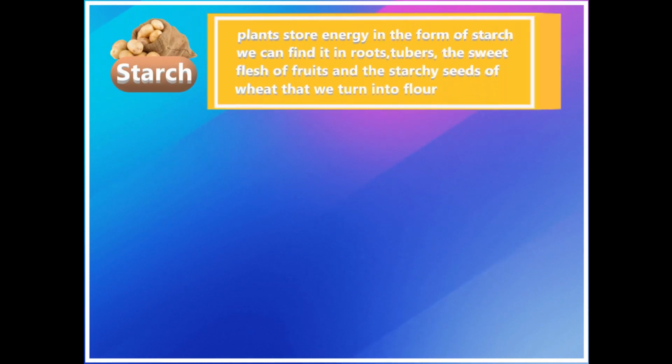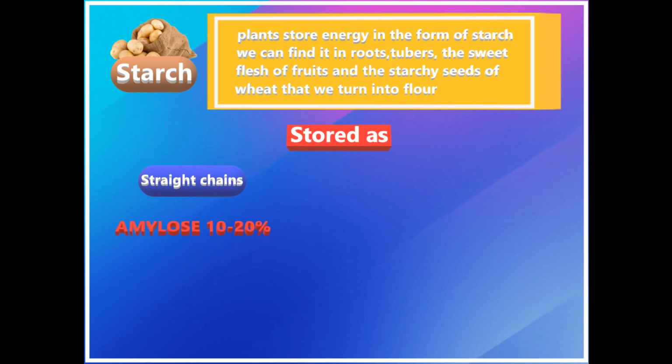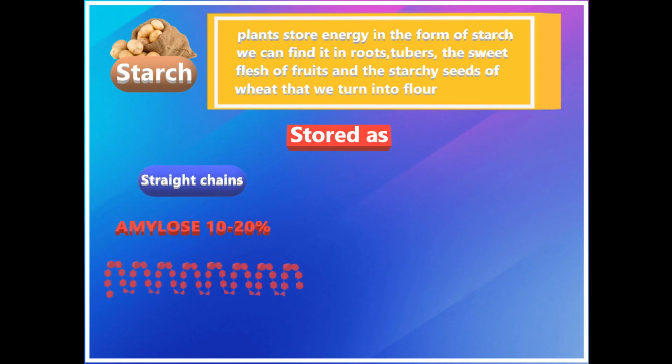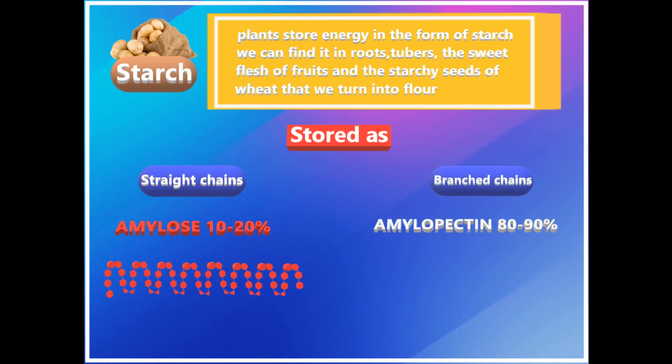First polysaccharide we'll be talking about is starch. Starch is how plants store energy. It can be found in roots, tubers, the sweet flesh of fruits, and the starchy seeds of wheat that we grind to make flour. It's stored as straight chains, amylose 10 to 20%, or branch chains, amylopectin 80 to 90%.